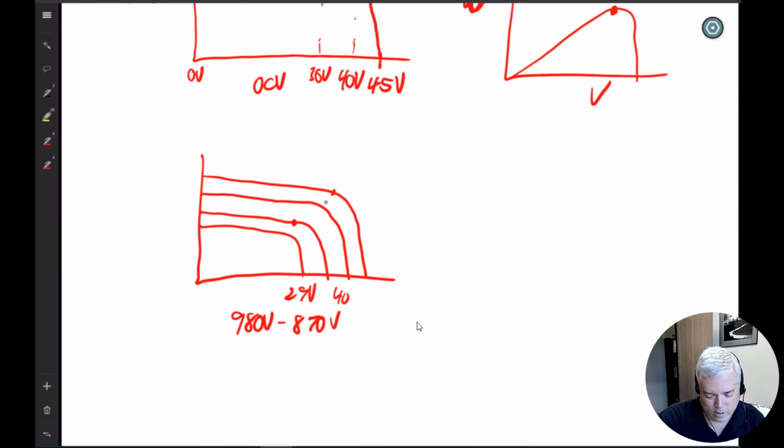So why would it go from 40 volts to 29 volts, and why would it be dynamic and constantly changing back and forth? What are these curves? What is the difference between these? And the biggest difference is irradiance.